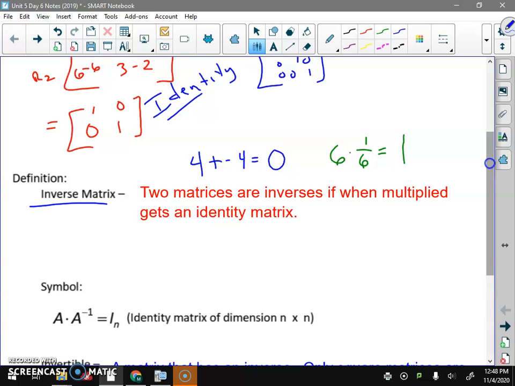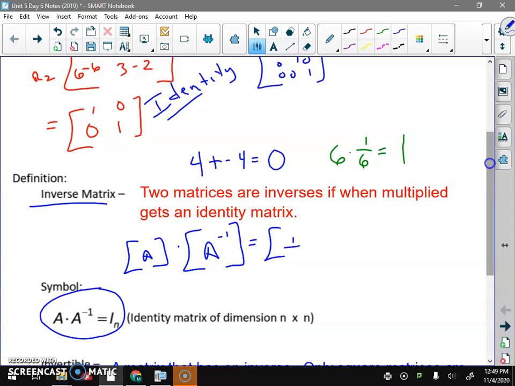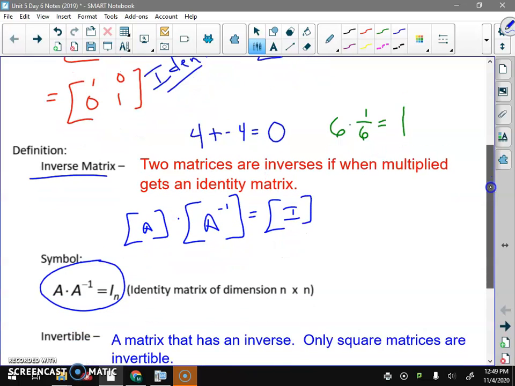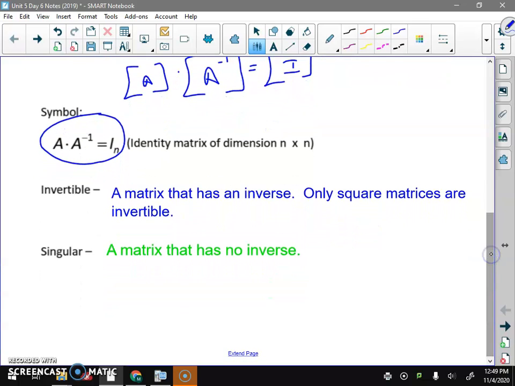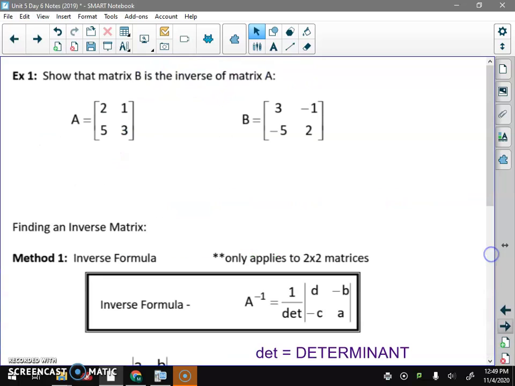And in symbols it looks just like this or like this. The symbol for inverse is the negative 1 exponent, but you're familiar with that. That should make sense to you. All right. A matrix is invertible, meaning it has an inverse. And only square matrices can be invertible and have an inverse. And if it's not invertible, if it has no inverse, it's called a singular matrix. All right, let's keep moving.